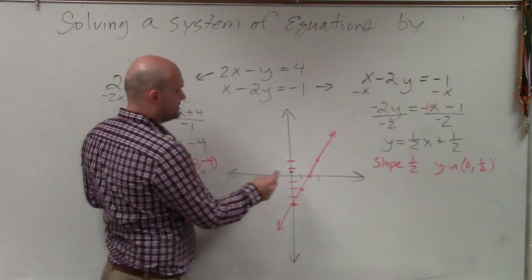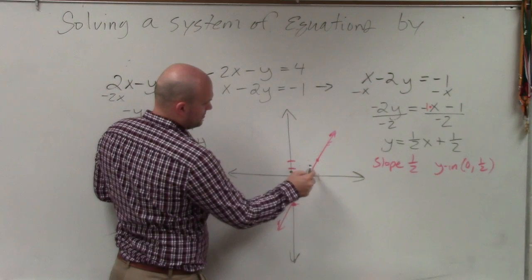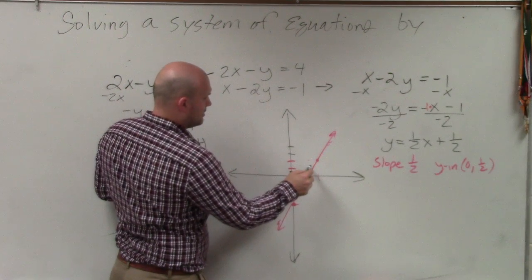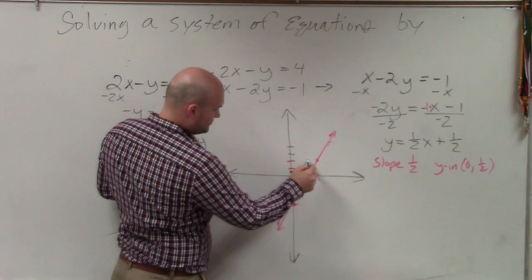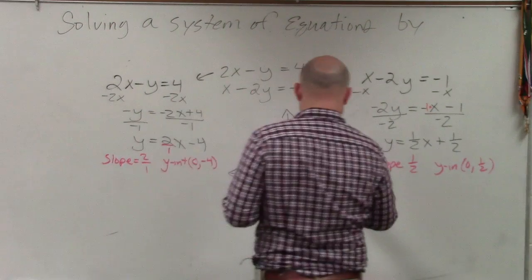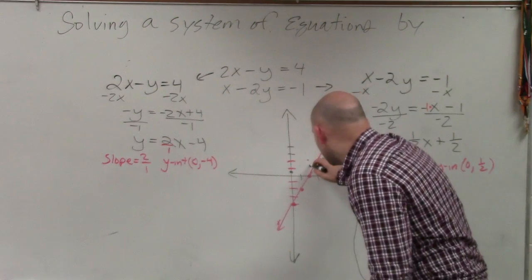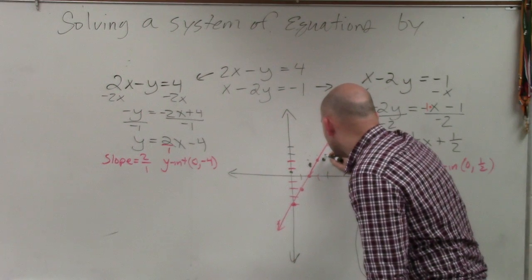Now my slope here is going to be up 1 over 2. And then I go up 1. Wait, that's in between. Up 1 over 2. Wait a minute. Up 1 over 2. I've got to see where that goes. So that's right there. And then up 1 over 2. OK.